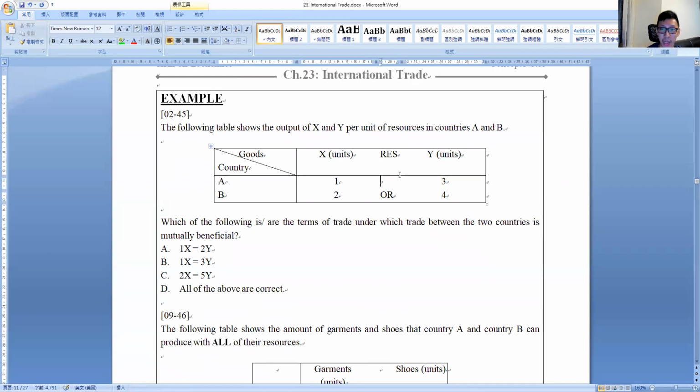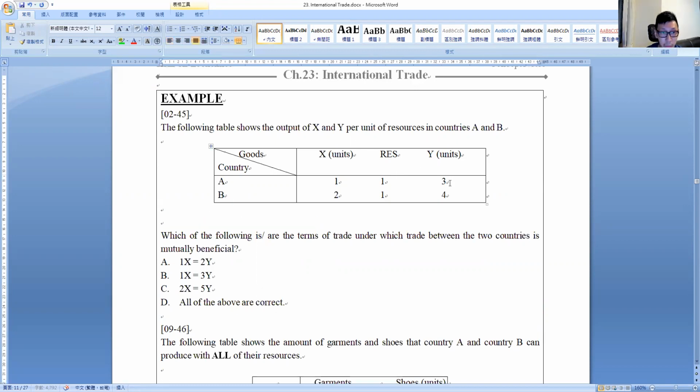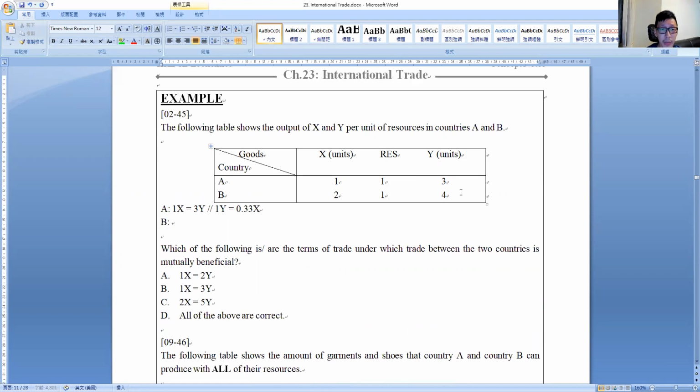So I'll fill it in here. That will be one. Because resources within the country match each other, it is easy to calculate. So let's do it very quickly here. For country A, it would be 1x equals to 3y, or 1y equals to 0.33x. For country B, it would be 1x equals to 2y, or 1y equals to 0.5x.